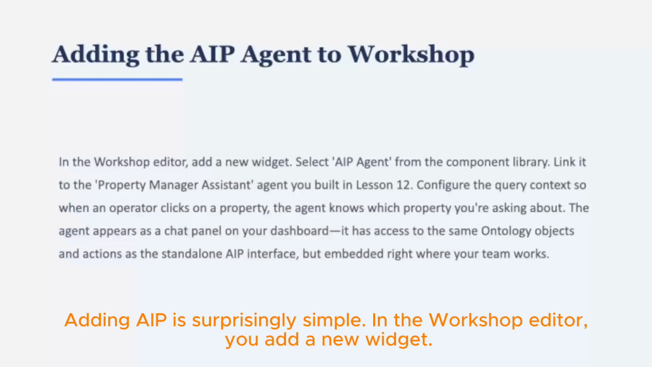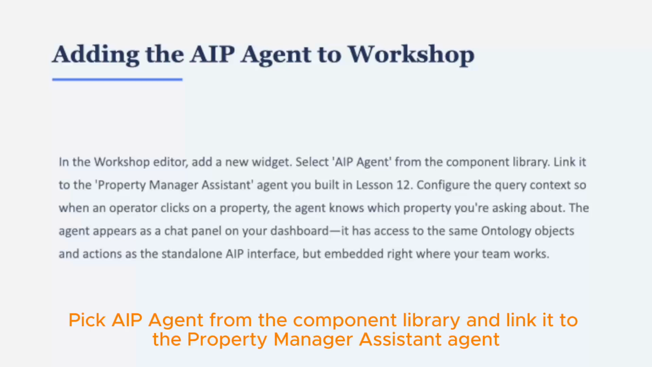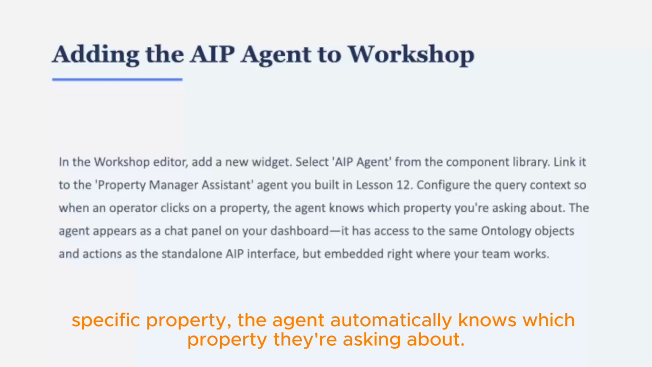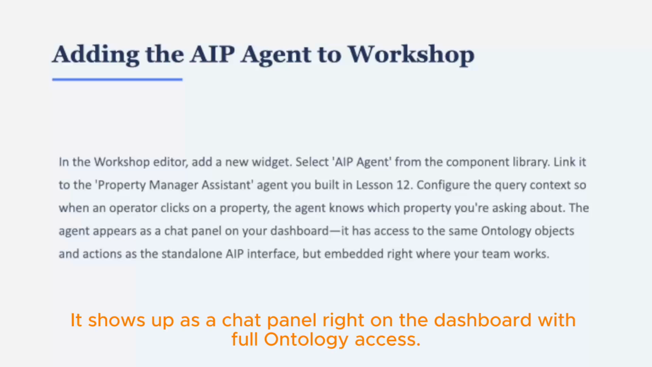Adding AIP is surprisingly simple. In the workshop editor, you add a new widget. Pick AIP Agent from the component library and link it to the Property Manager Assistant agent we built in Lesson 12. Then you configure the query context. So when an operator clicks on a specific property, the agent automatically knows which property they are asking about. It shows up as a chat panel right on the dashboard with full ontology access.